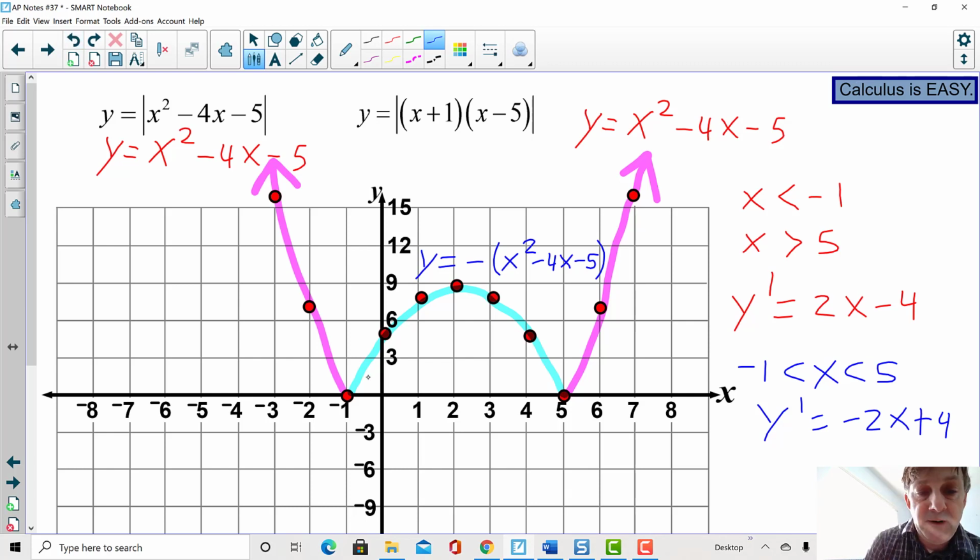I want to point out that this function is not differentiable when x is equal to -1 or when x is equal to 5. That's pretty easy to see that the slope from the left is negative over here and the slope from the right is positive. So at that spot, the derivative is not going to exist. When x is 5, you can see that the slope from the left side is going to be negative and the slope from the right is positive. So again, at that spot, the derivative will not exist.